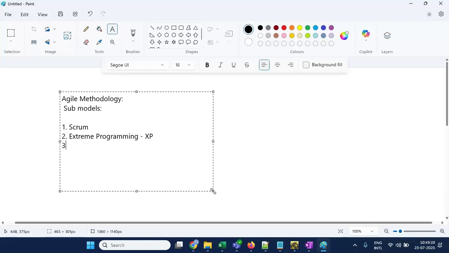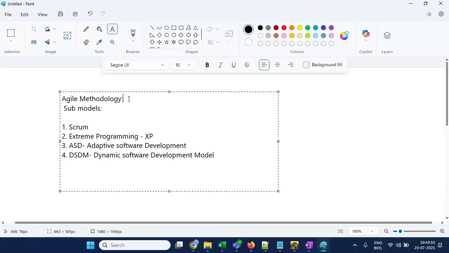Third, ASD, Adaptive Software Development. Fourth one will be DSDM, Dynamic Software Development Model. So these are the four submodels we have in the Agile methodology.